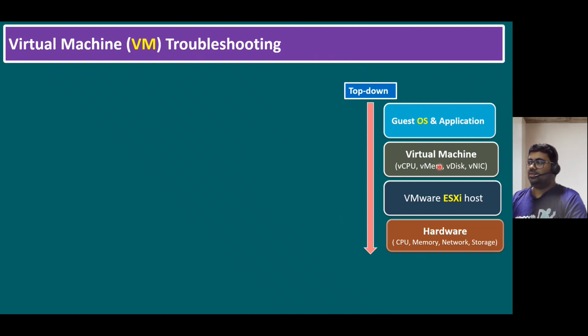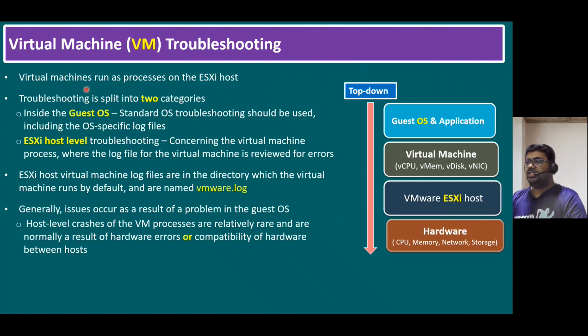If you want to troubleshoot your virtual machine, the troubleshooting can start from top to bottom, or you can start from bottom to top, or you can start in the middle. It's completely your convenience, but at any one level we should start the troubleshooting and we should cover all the layers. That is the key point here. The virtual machine runs as a process on the ESXi host, and troubleshooting is split into two categories. First one is inside the guest OS, and second one is ESXi host level troubleshooting.